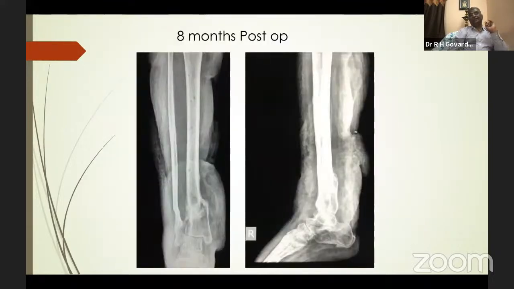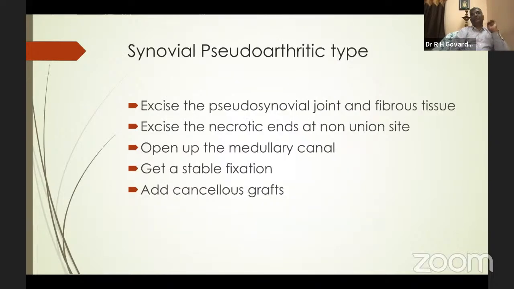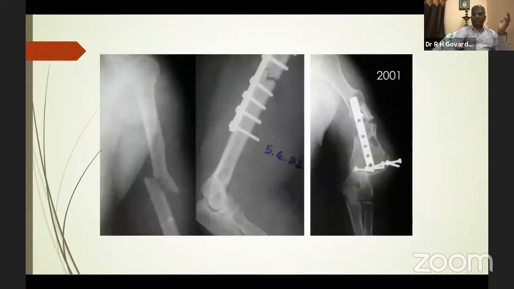You can see that the pseudoarthrosis type has completely healed with a good amount of bone formation at the fibula as well as the tibia. If you have a synovial pseudoarthrotic type, you have to excise the pseudoarthrotic joint and fibrous tissue, excise the necrotic ends at the non-union site, open up the medullary canal, get a stable fixation, add cancellous graft, and that will heal the fracture.